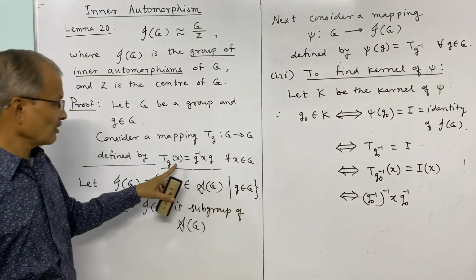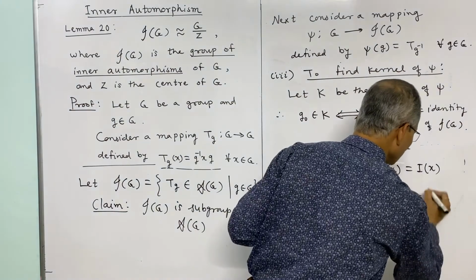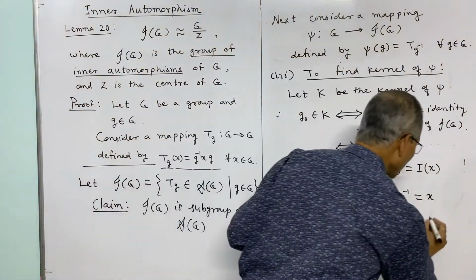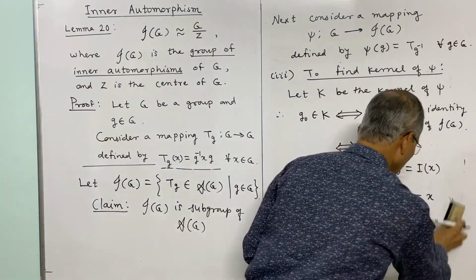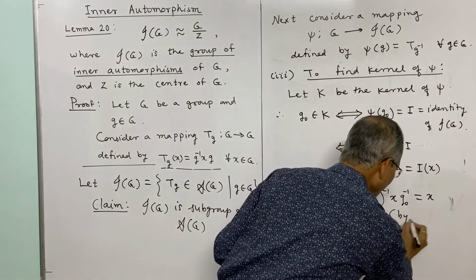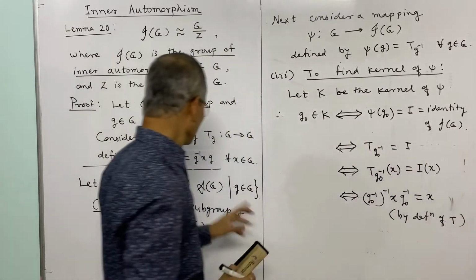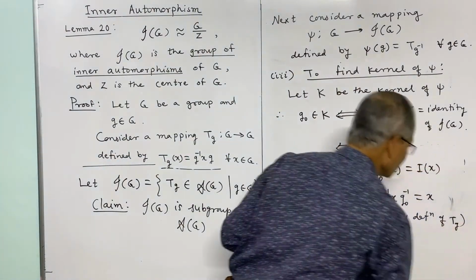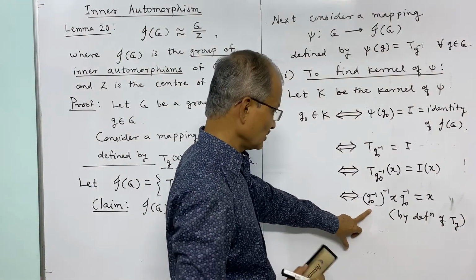Applying the definition of T on the left side. And what is I? I is the identity mapping, meaning I of x is equal to x. So this is by definition of T. I shall write the reason here: by definition of T. We have used this definition of T, not T, but Tg. Definition of Tg. And now you see this is actually G, G0.